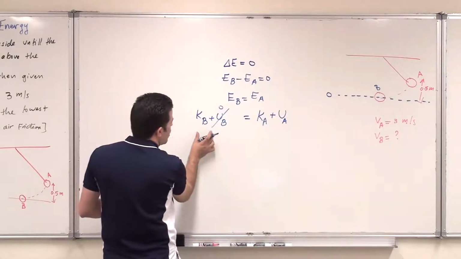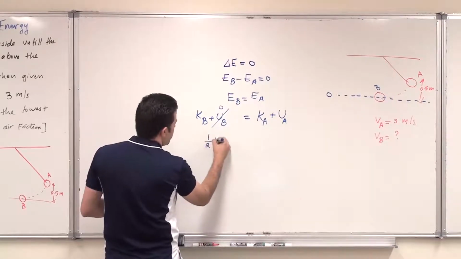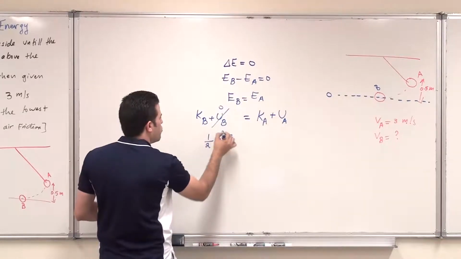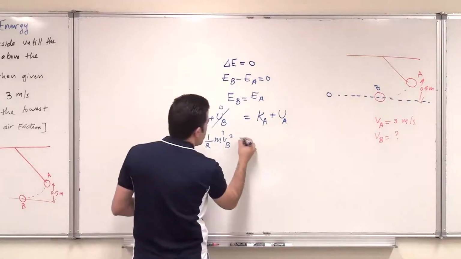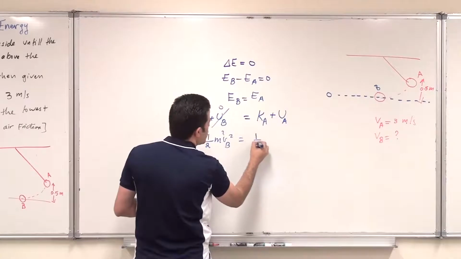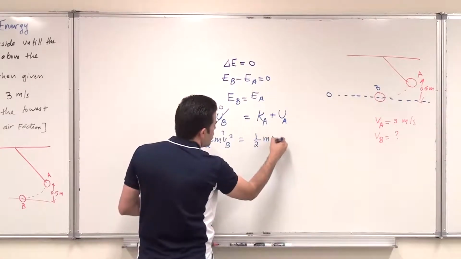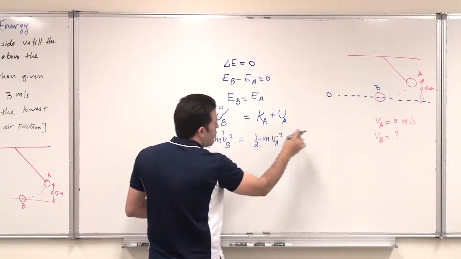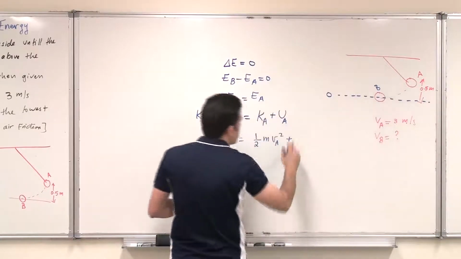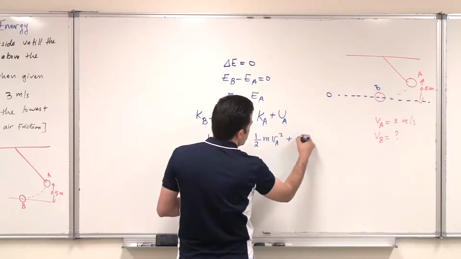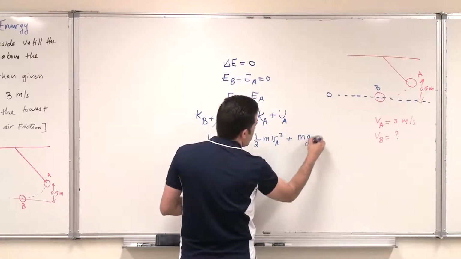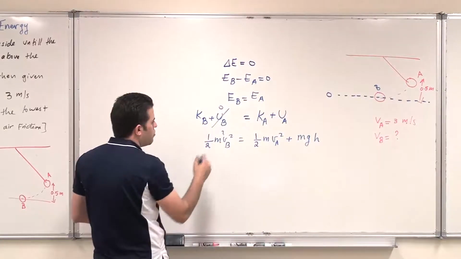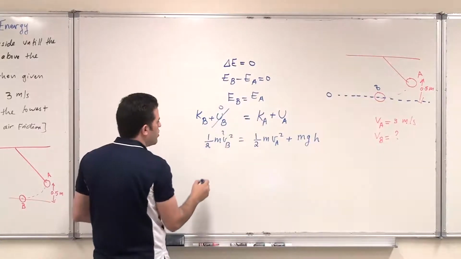So the kinetic energy at B is half m Vb squared. Notice that Vb is the unknown that I need to find. It should equal the kinetic energy at A, which is half the mass times the initial speed at A squared, plus the potential energy, which is positive because it's above the reference point, so it is mg multiplied by the height h. Notice here that there is no need to know the mass of the ball attached to the pendulum.